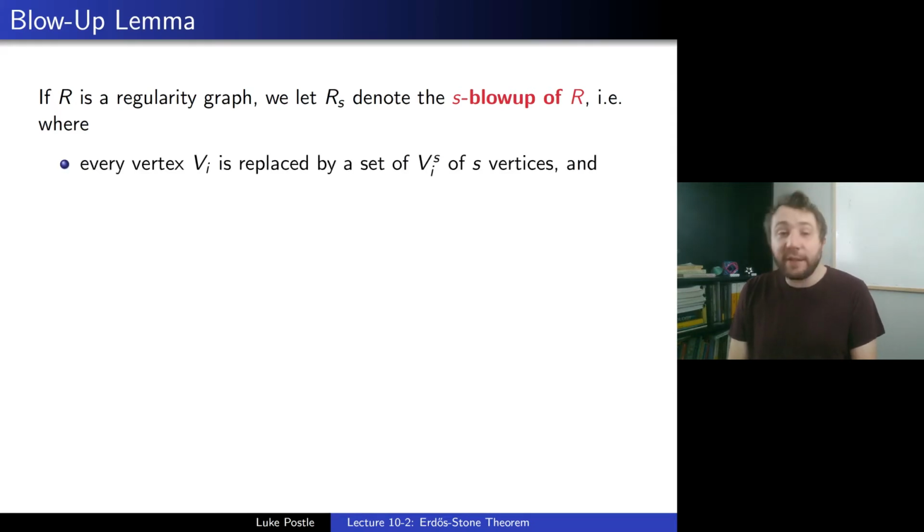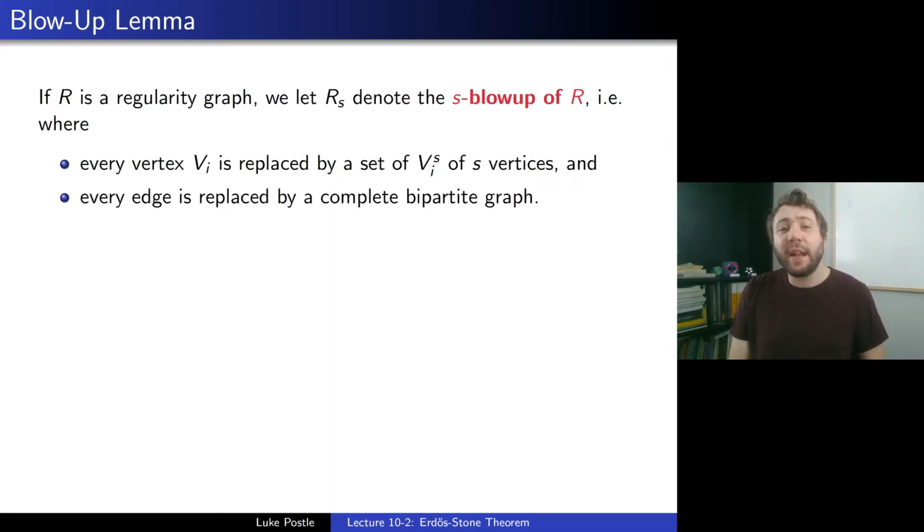It's where you take every vertex, so here this is a V_i, we'll blow it up and replace it by a set V_i^S, we'll use S in the superscript there to denote this set of S vertices. So you blow up each vertex into S independent vertices, and every edge is replaced by a complete bipartite graph on those, so K_{S,S} on those vertices. So that's the S blow up of R, so kind of we shrunk down to the regularity parts, only kept the dense regular pairs. We could blow it back up into sets of size S.